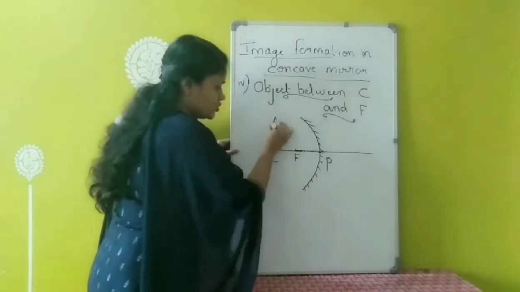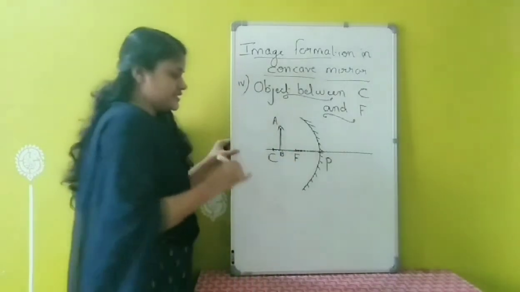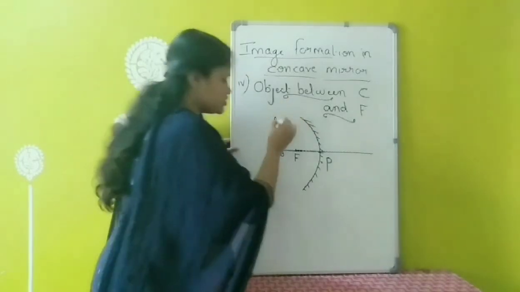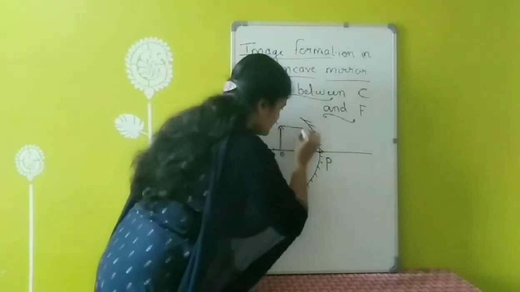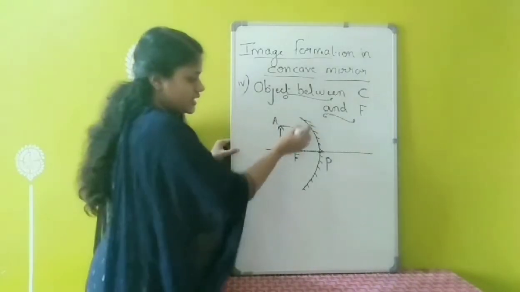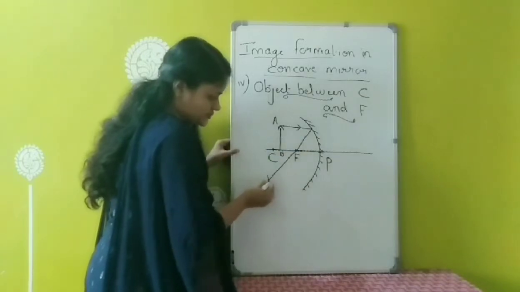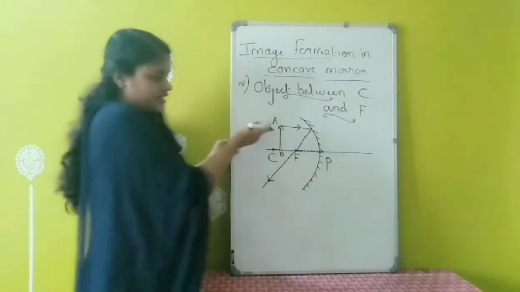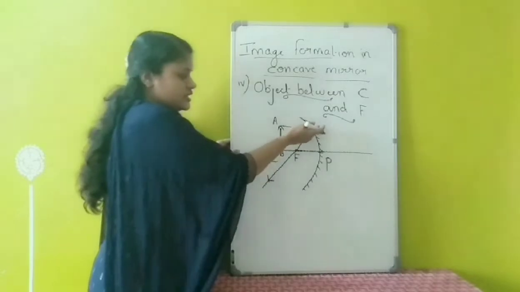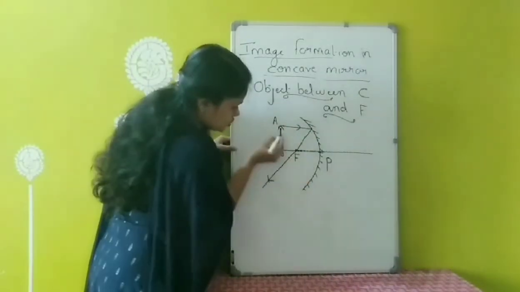So AB is the object and I am taking two light rays. First of all, a light ray from the object passing parallel to the principal axis, after reflection passes through the focus. So it passes through the focus. Here a light ray passing parallel to the principal axis, after reflection passes through the focus. So next one, a light ray passing through the focus.